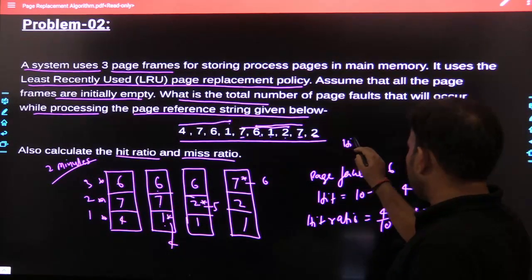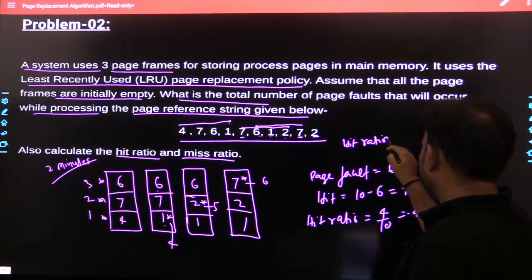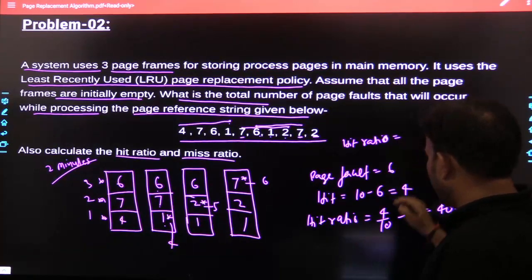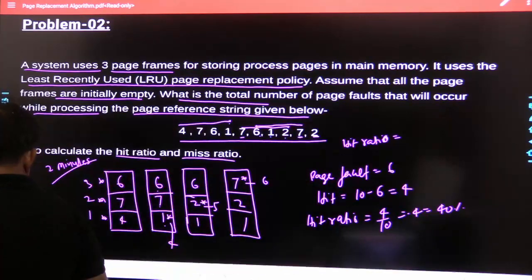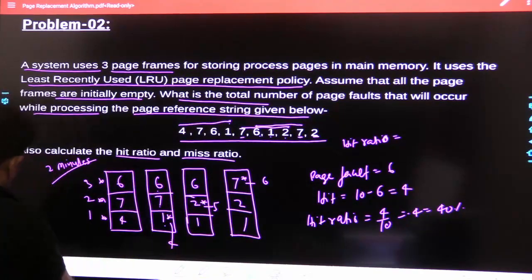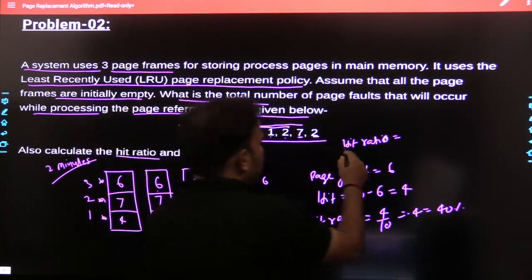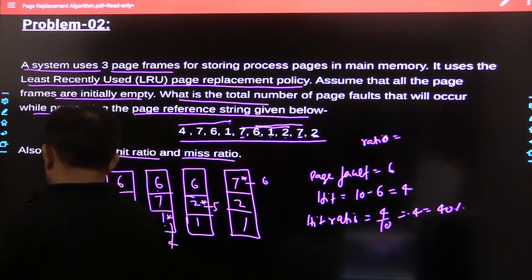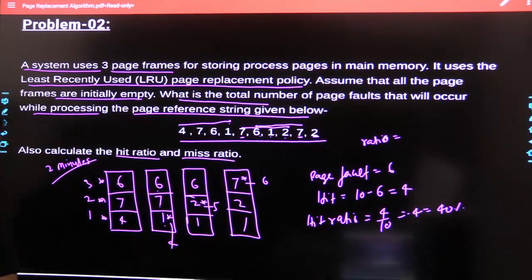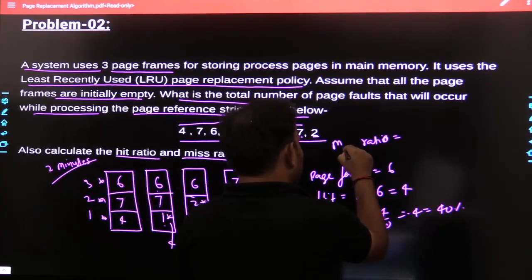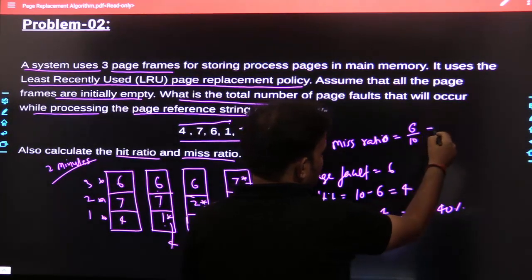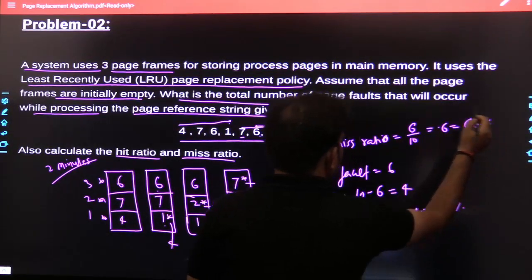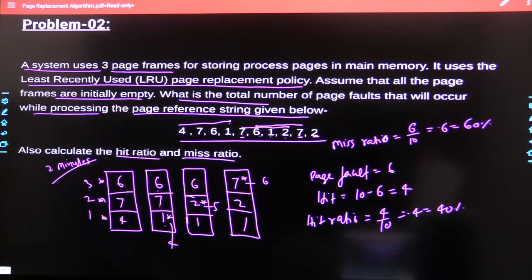And hit ratio is what here? This is hit ratio. Now need to calculate what? Miss ratio. Now need to calculate what, my dear friends? Miss ratio, not hit ratio. Then miss ratio equals here what? 6 out of 10, 6 times miss. 0.6 means 60%. Okay. I hope you got the answer.